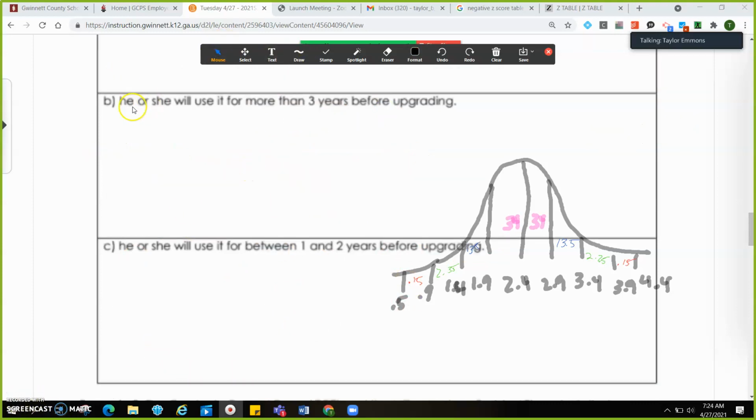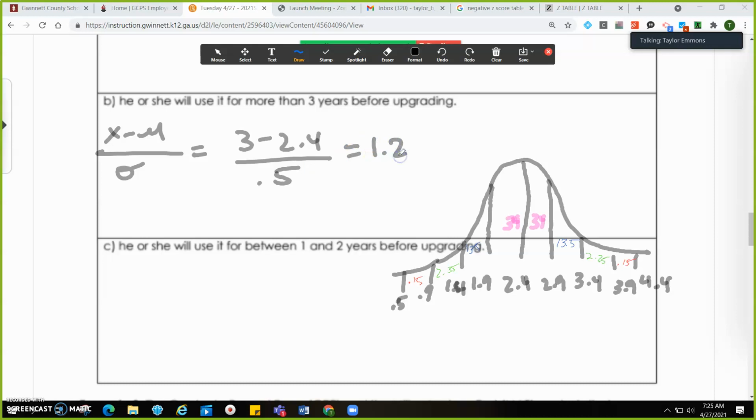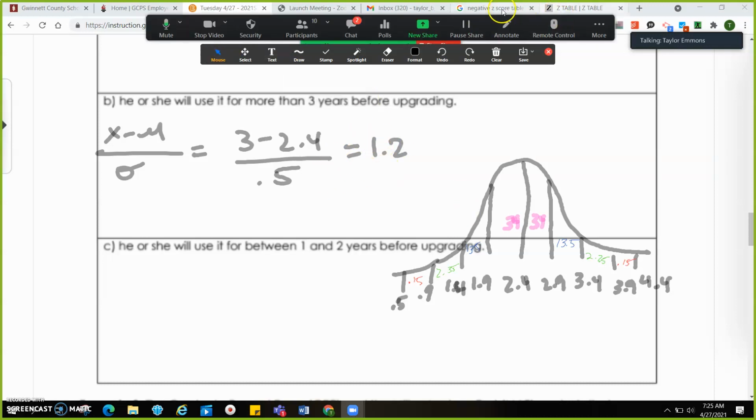On part B, he or she will use it for more than 3 years before upgrading. More than 3 years. First of all, it's not on our normal distribution, so we're going to have to use the formula. That's 3 minus 2.4 divided by 0.5, and remember, those are the numbers I got up above. That gives me 1.2. Now, this is a positive z-score.